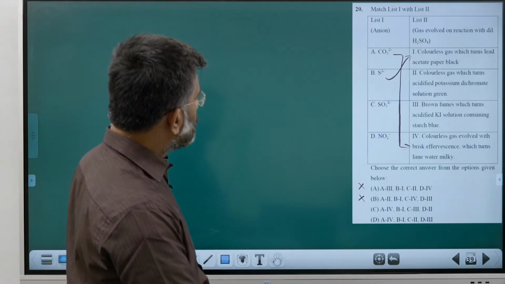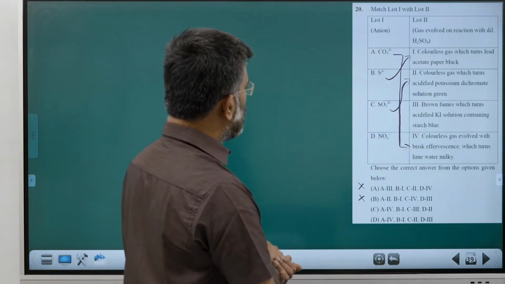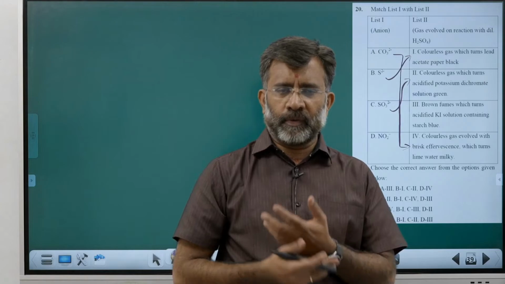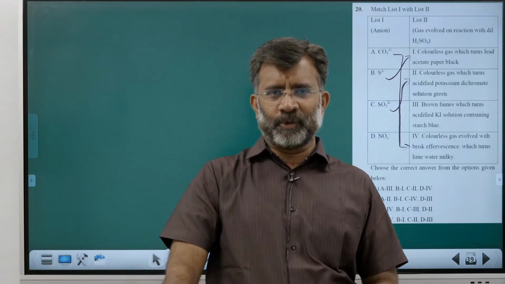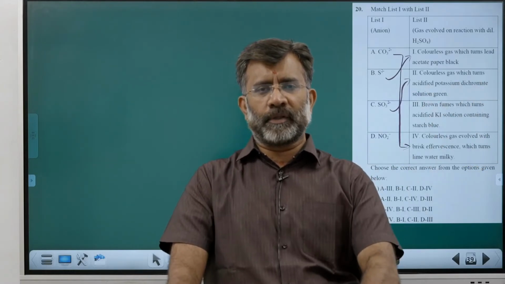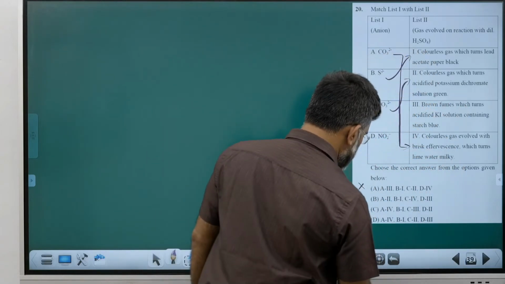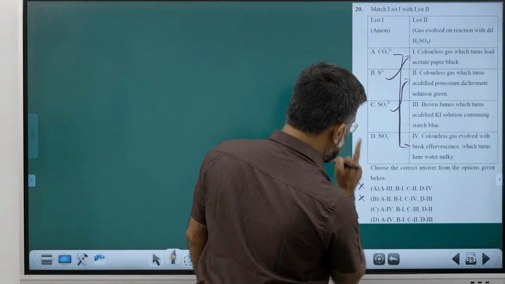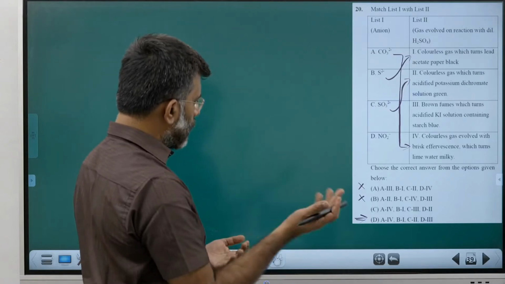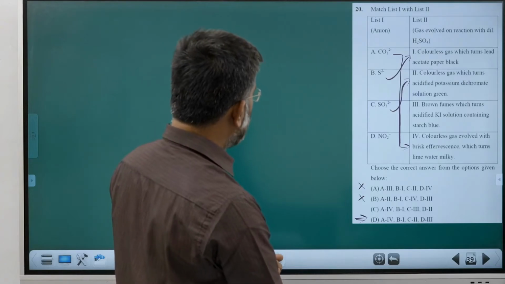Sulfite is the second one, C with the second one: colorless gas which turns acidified potassium dichromate solution green. Sulfite with sulfuric acid will liberate SO2 gas. SO2 gas will turn orange colored potassium dichromate solution green due to the formation of chromic sulfate. So the answer should be C2, which means option D. A4 carbon dioxide, B1 hydrogen sulfide, C2 SO2 gas.